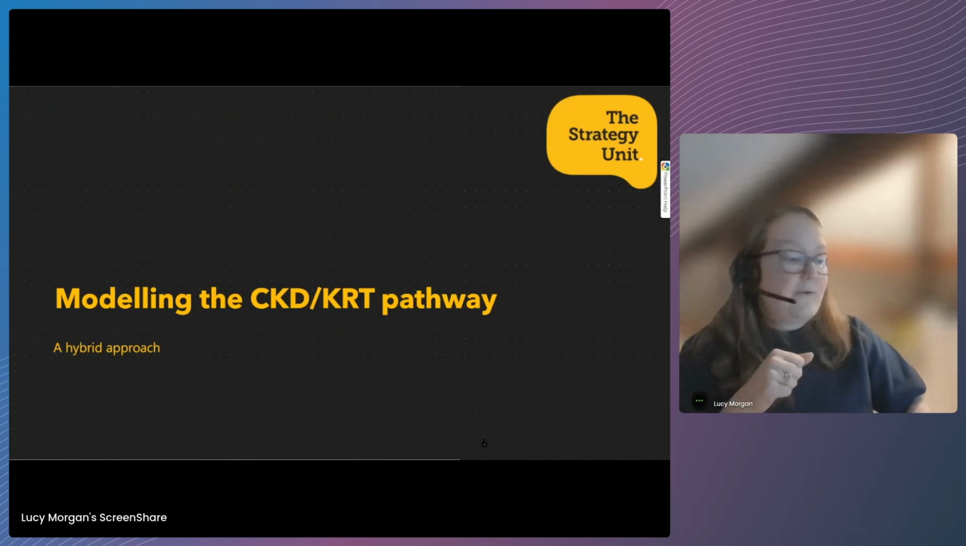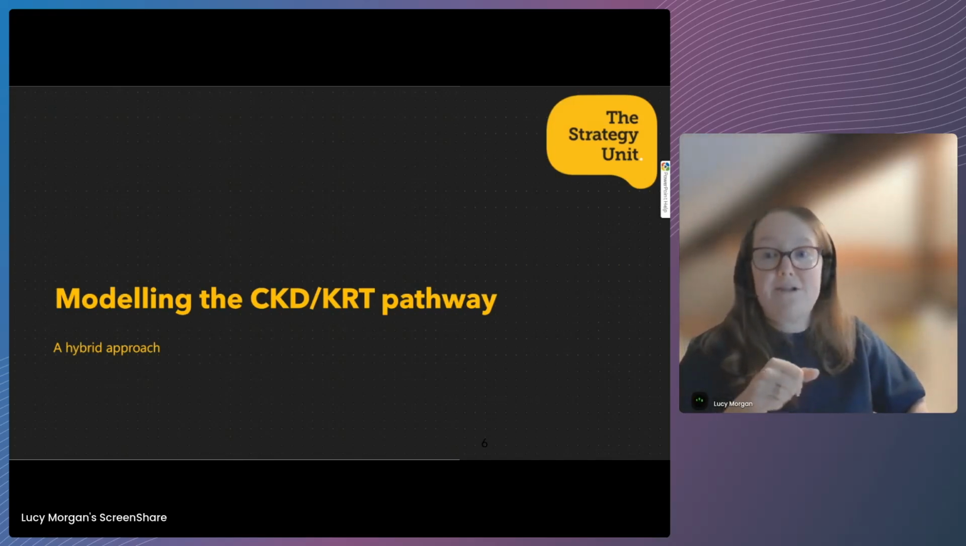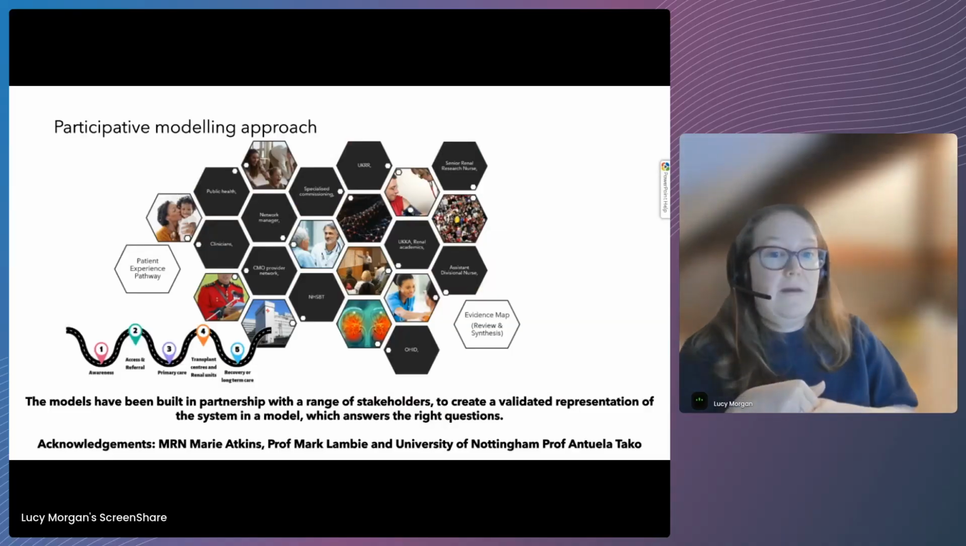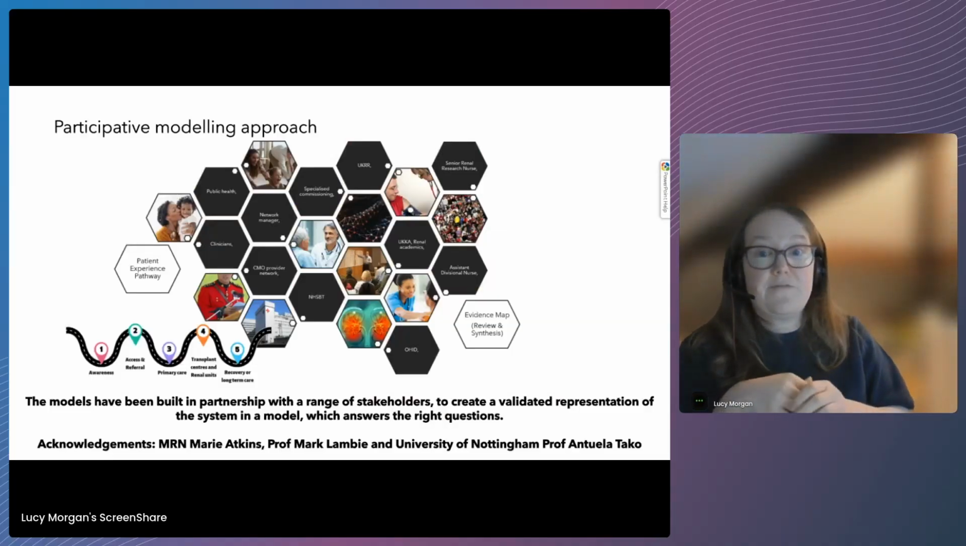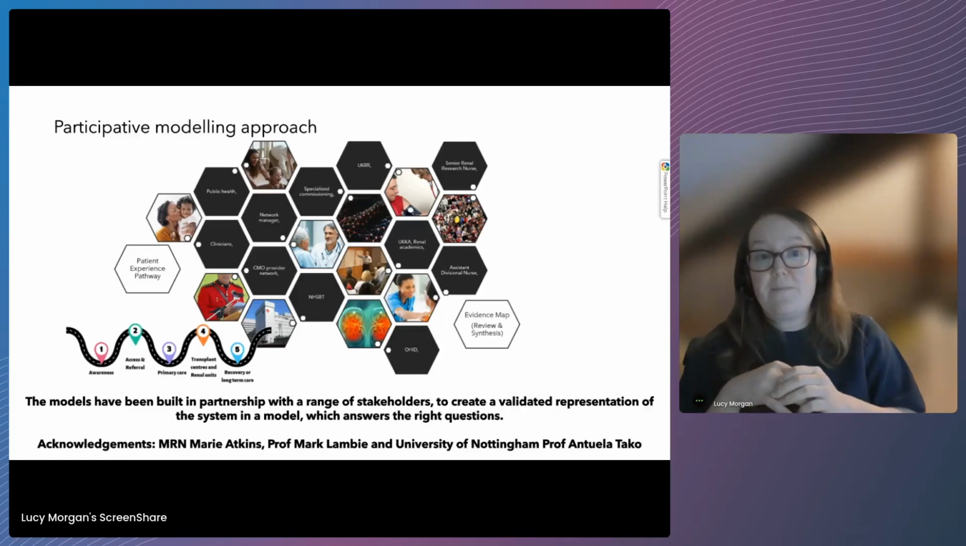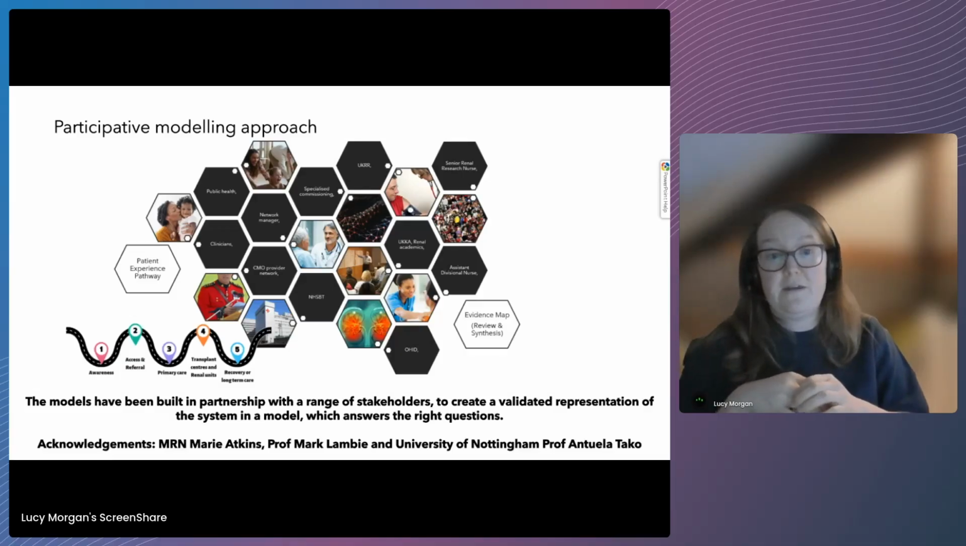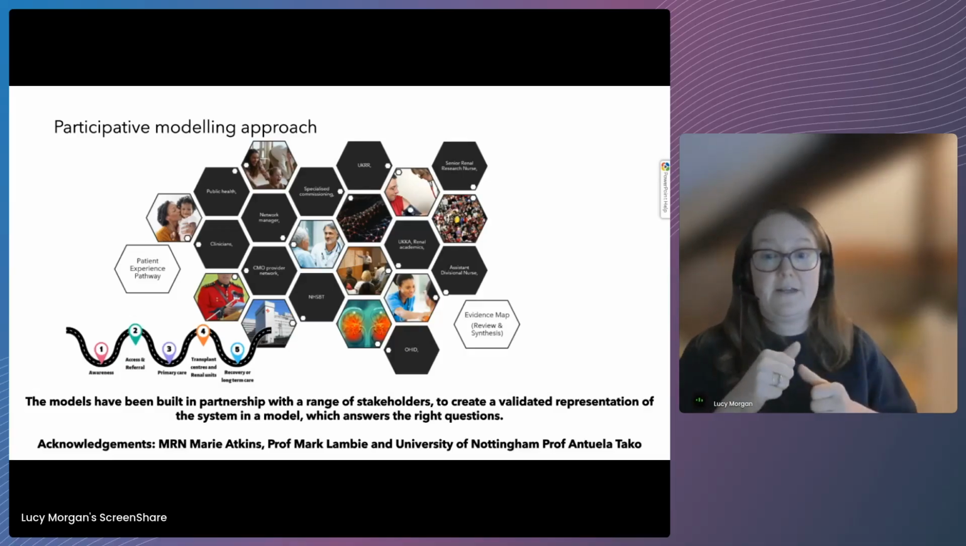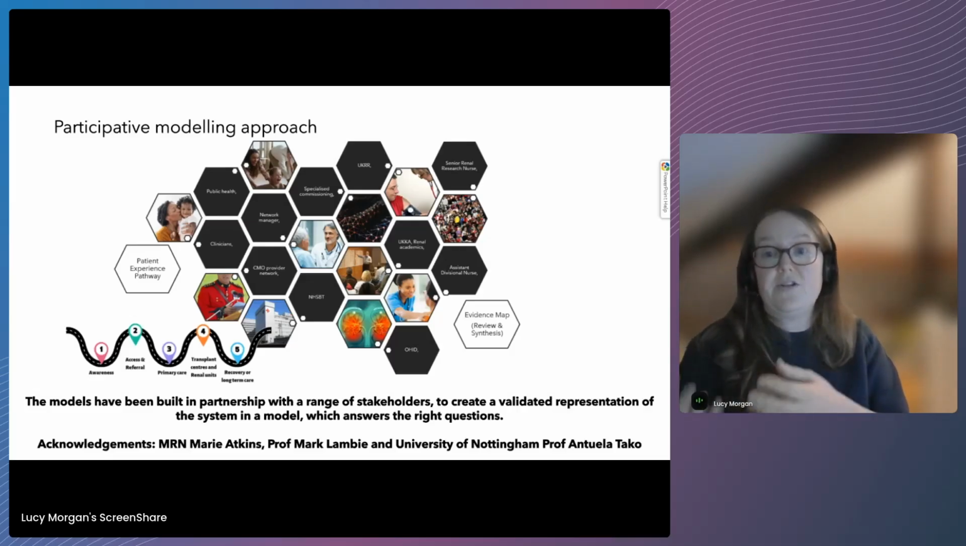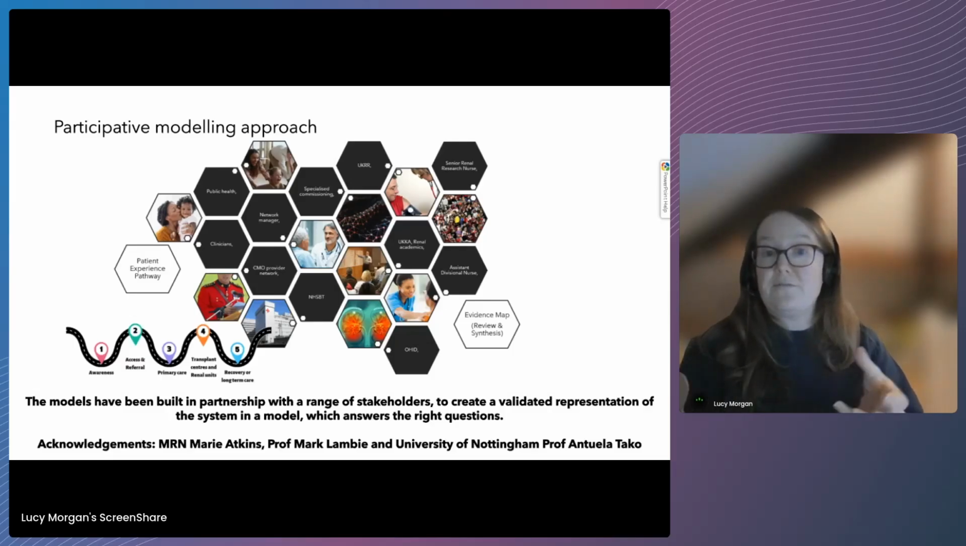Okay. So, as I said, we've taken a hybrid approach to modelling renal care in general. Now, the two different models were both informed by a participative modelling approach, which is something that we at the Strategy Unit try and advocate for. Basically, we're trying to bring the clinicians, the nurses, the commissioners, all different people that would interact with the renal pathway, and even the patients themselves.